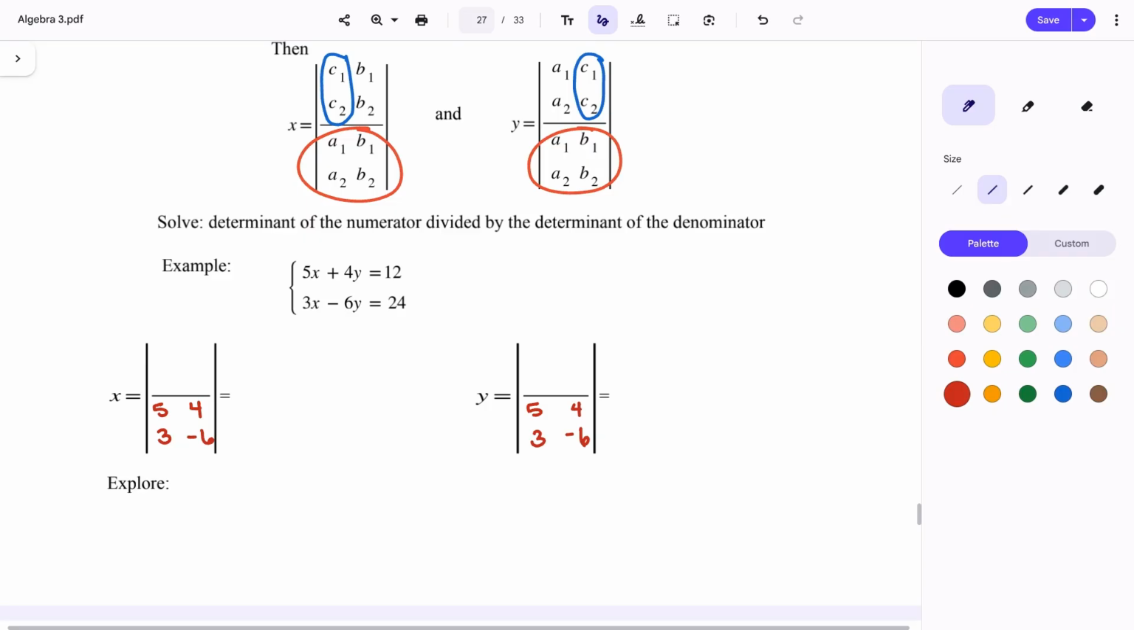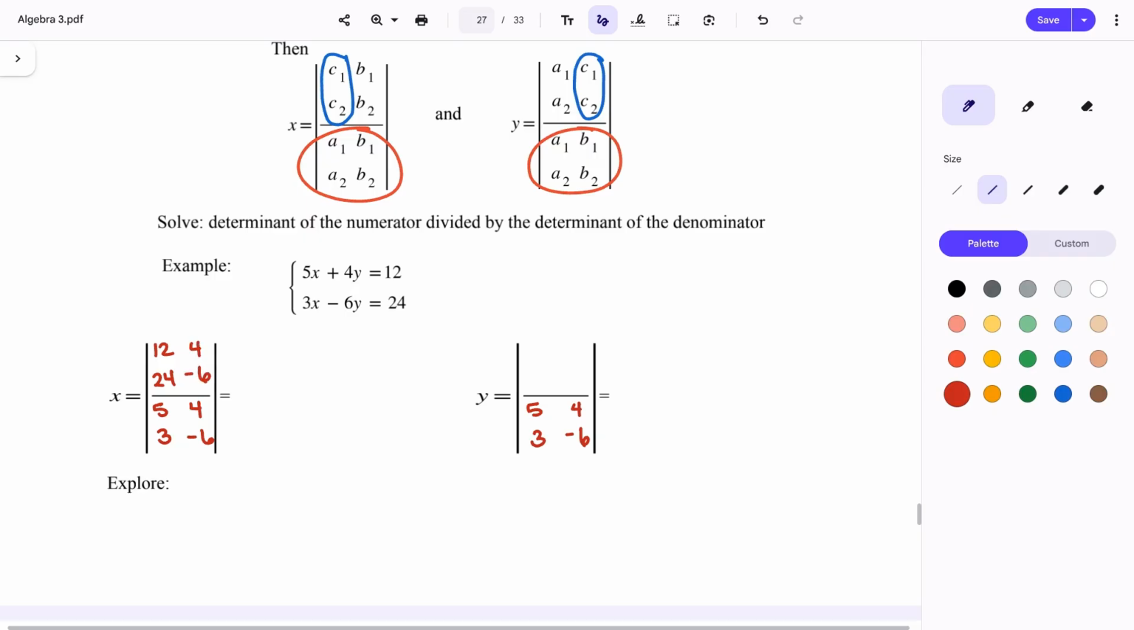Now on the top, I have to be a little bit careful here. For the x, I don't want to use the 5 and the 3. I want to replace that with the 12 and the 24. The constants are always going to go in for the coefficients of the letter that you're trying to solve for. So since I'm trying to solve for x, I'm going to put the coefficient numbers 12 and 24 in place of those x coefficients. And then the 4 and the -6 are going to get used again here.